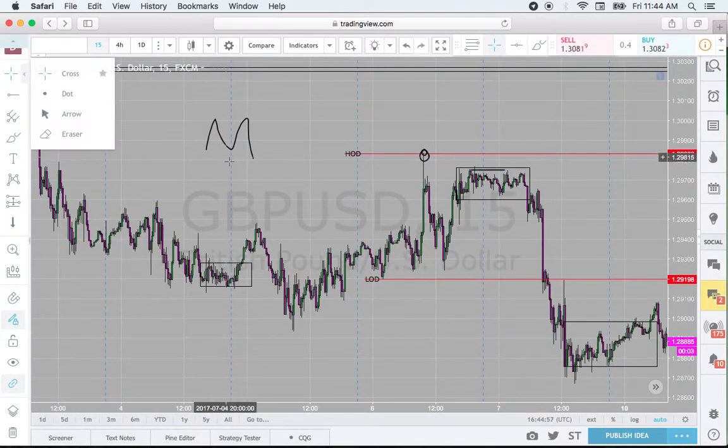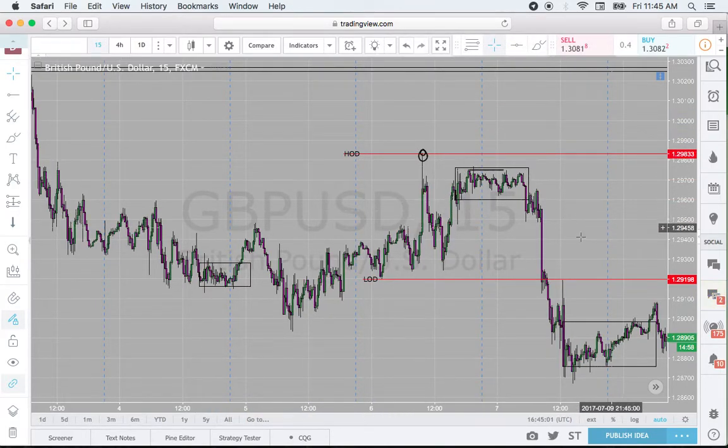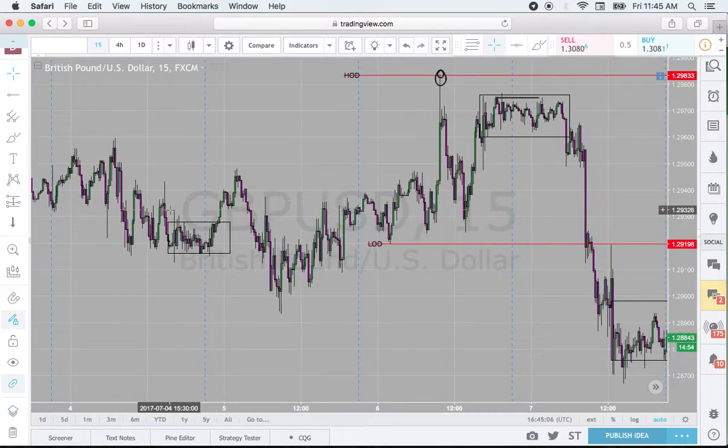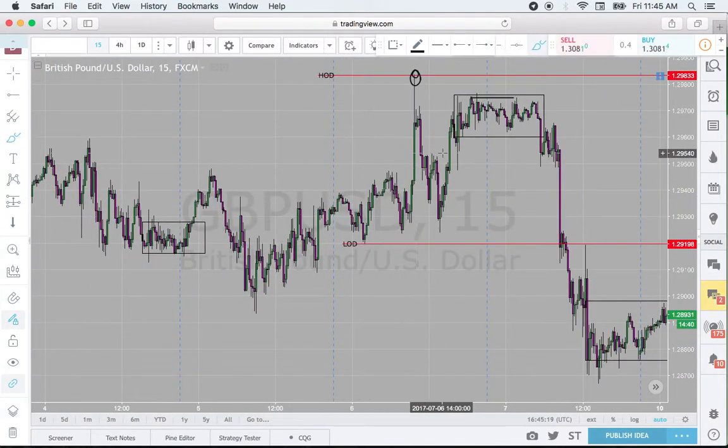So don't expect to see this exact same pattern. A lot of people look for perfect M and W setups, and that's great because they do occur, but learn to diversify. Learn to find the variations of the patterns, the fractals, the patterns within the patterns.